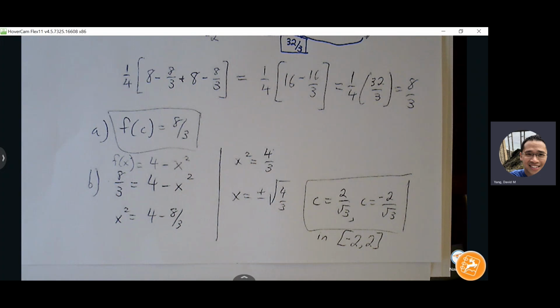So 8/3 equals 4 minus x squared. Bring the x squared to the left side, subtract 8/3 from both sides. 4 minus 8/3, same thing as 12/3 minus 8/3, which is 4/3. Take the square roots, plus or minus, and 2/√3 and -2/√3. They're both inside the interval from -2 to 2, so we can keep both locations. Yes, because both these decimal values are safely between -2 and 2.